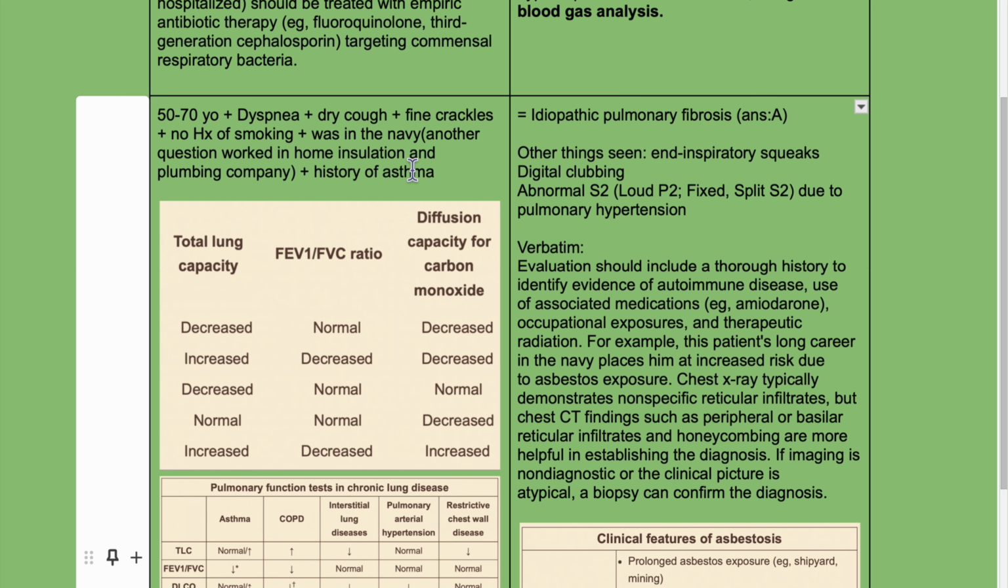All right. A 50 to 70-year-old, so say 60-year-old, plus dyspnea, dry cough, fine crackles, no history of smoking, was in the Navy. Another version of this question was about a patient who worked in a home insulation and plumbing company, plus history of asthma. So, what would the findings for total lung capacity, FEV1 to FVC ratio, and diffusion capacity of carbon monoxide be? It seems like it's asbestosis.